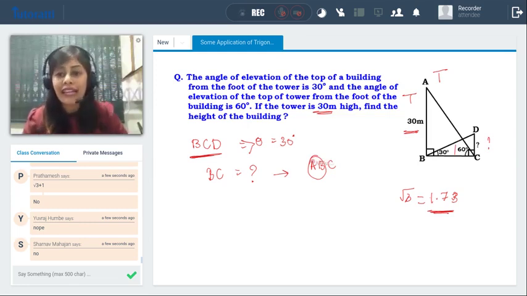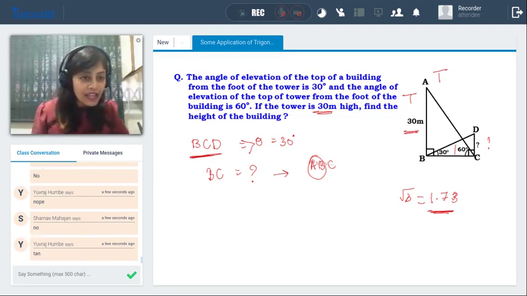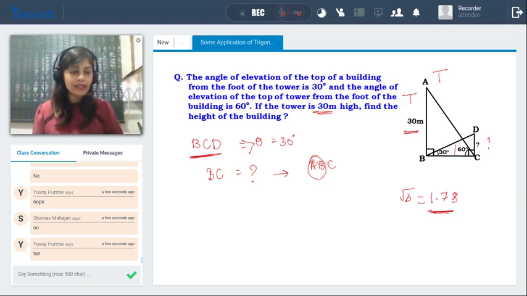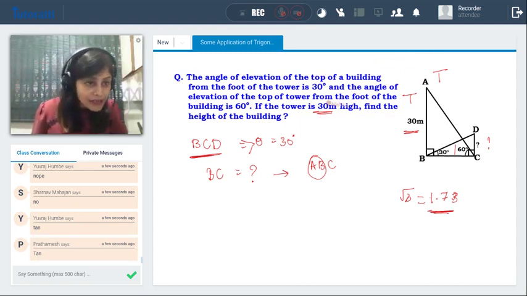Quickly tell me, for triangle ABC, what ratio are you going to consider to find BC? Quick, students, this is the last sum. Let's try to get as interactive as we can. Okay, Yuvraj says tan. All right. Let's see what else others think. Come on, students, quick. Okay, tan. Prathamesh, yes, tan, that's correct, students.